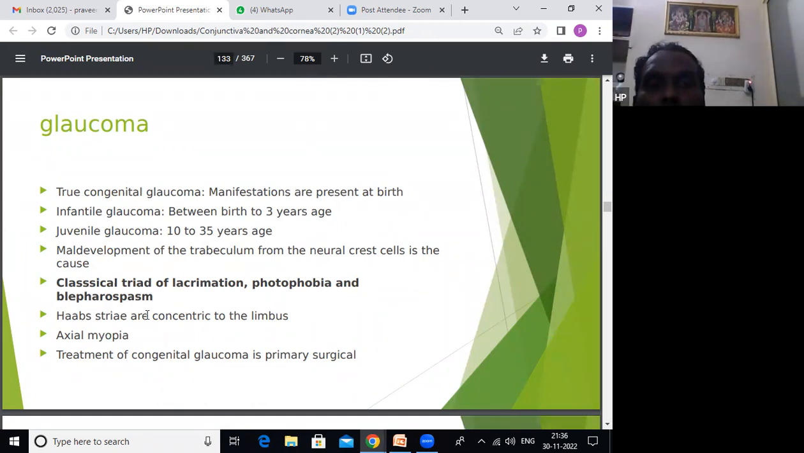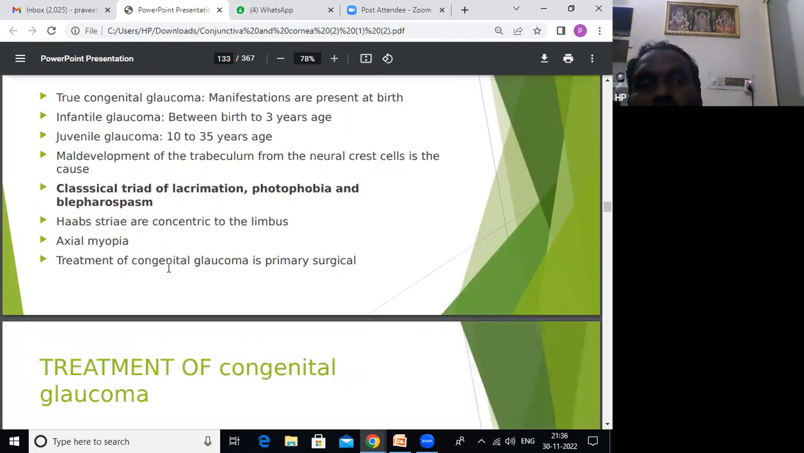See, I've written Haab's striae concentric to the limbus. And the important question again is the treatment of congenital glaucoma. One of the following is a modality of treatment of congenital glaucoma. That's always the question. There is no medical management meant for congenital glaucoma. Congenital glaucoma is always managed surgically. Medical management is only for you to buy time for surgery. So the best option of treatment for congenital glaucoma, whether medical management, laser therapy, or surgical management, is surgery. That's all.